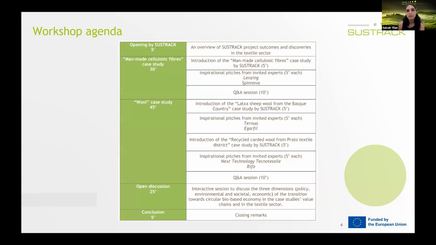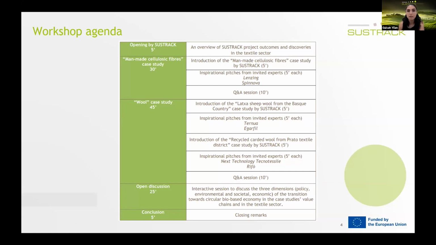This part is the opening, and the overview will come in a second to give you an idea of our Sustrack project for the ones who have been here with us for the first time. Then we will immediately switch to the case study presentations, and the structure will be the same for all case studies. We will start by introducing our case study from our perspective, and then we will have invited speakers from different companies, research centers, and so on. And then we will open a quick session of questions and answers. This is going to be man-made cellulosic fibers first, and then wool cluster.